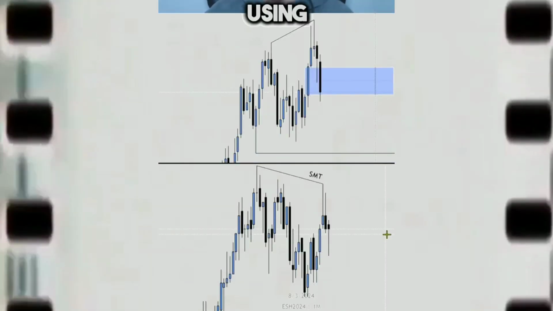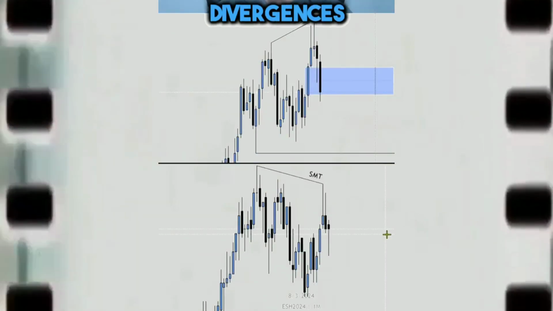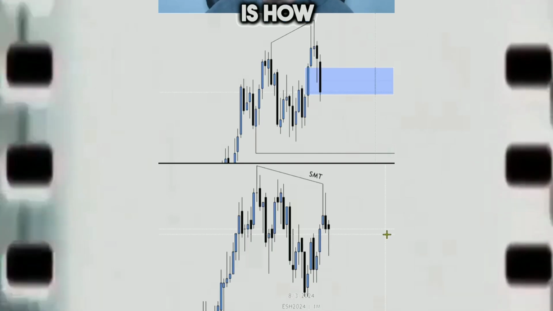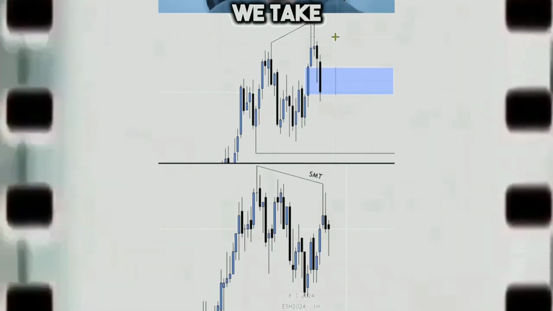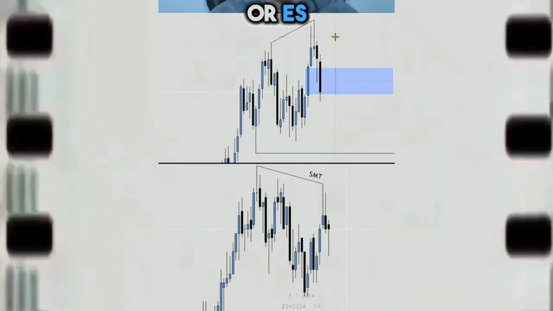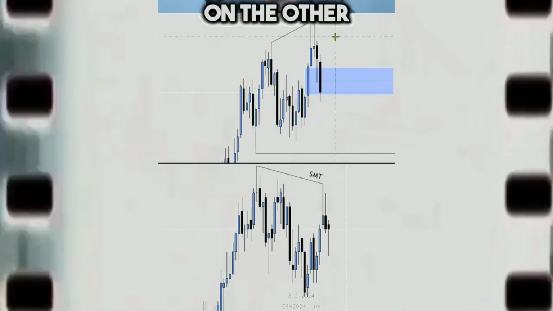You need to start using smart money technique divergences when you trade, and this is how you will catch the big reversal moves. All an SMT is, is when we take a high on Nasdaq or ES and do not take it on the other instrument.